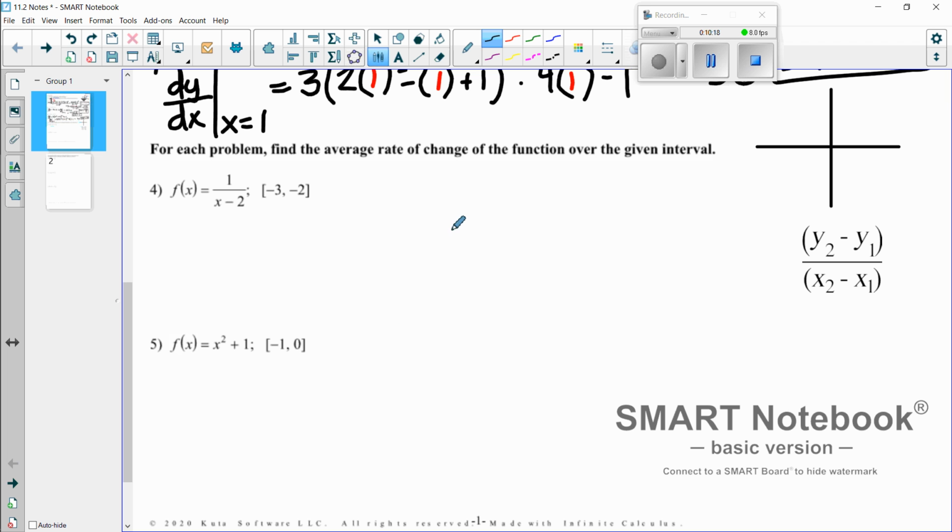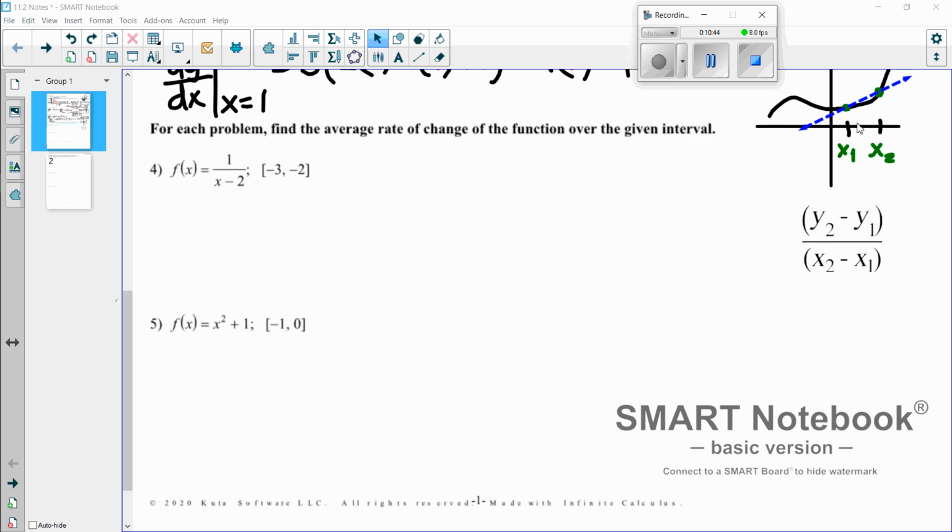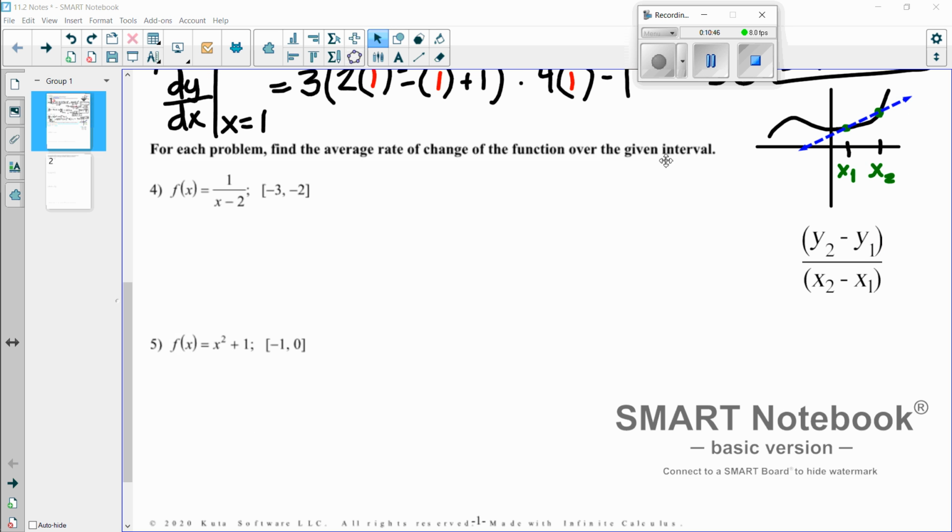So what we're doing now is, for each problem, find the average rate of change of the function over the given interval. So the main idea here is, and I'm going to make a visual over here to represent the average rate of change, is going to be this picture, okay? And again, same function as before, like I drew above. But now we're talking about an interval. In this interval, I use just x1 and x2, okay?